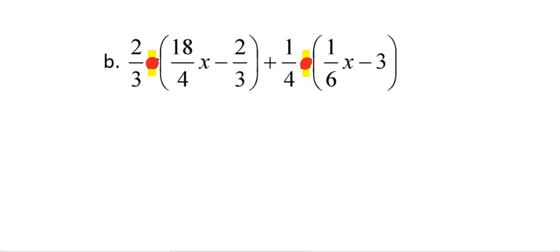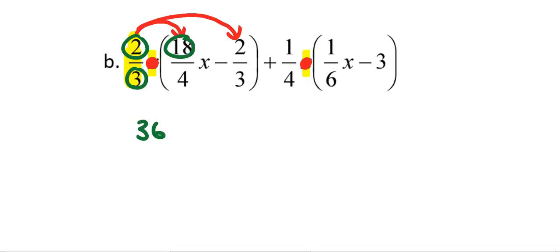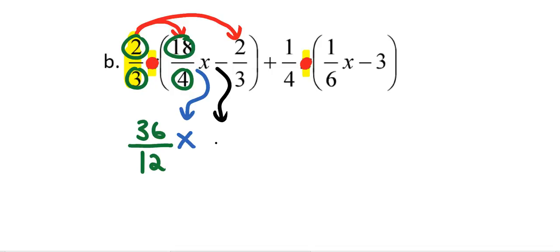Okay, so if I go ahead and expand, I have my 2/3. And this 2/3 is going to distribute into the brackets here, the first set of brackets. So in order to do this, I do 2 times 18, which is going to be 36. And then I do 3 times 4, which is going to be 12. And then you have the variable x that tags along. Okay. And then there's a minus sign, so the minus sign comes there.